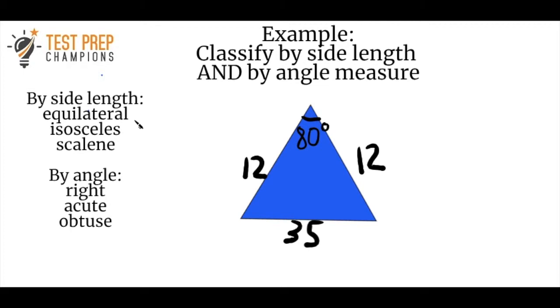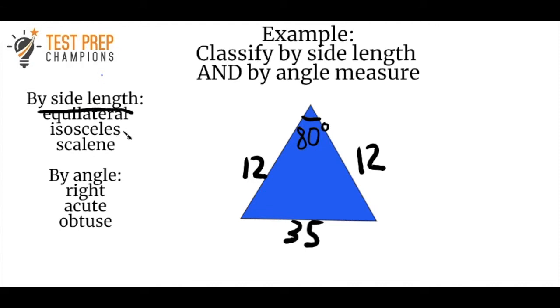A triangle has three sides. In an equilateral triangle, all three of those sides are the same length. Since in this triangle we have 12, 12, and 35, only 2 out of the 3 sides are the same length. So we know that this is not going to be equilateral, so let's get that off of our list here.